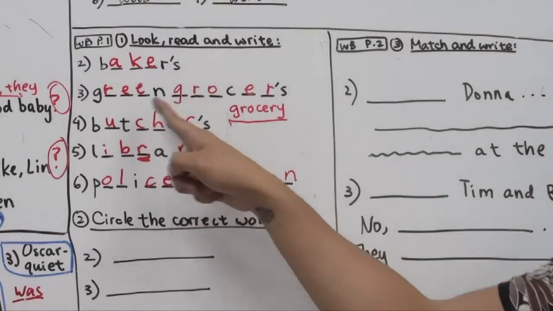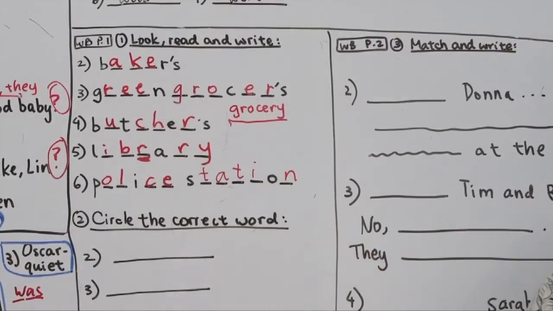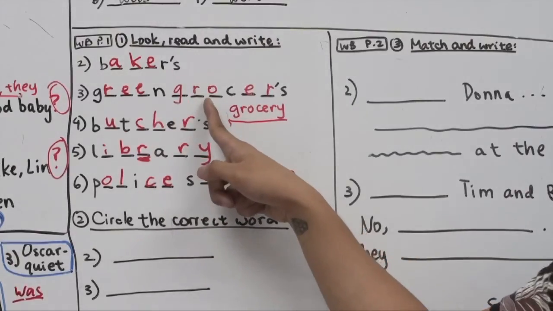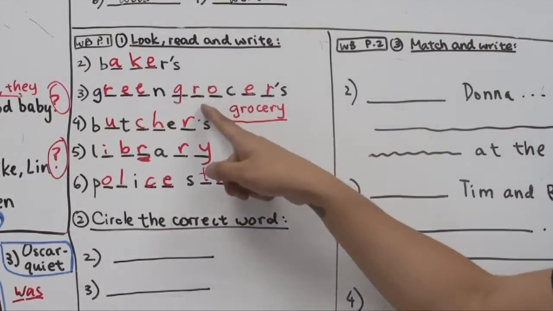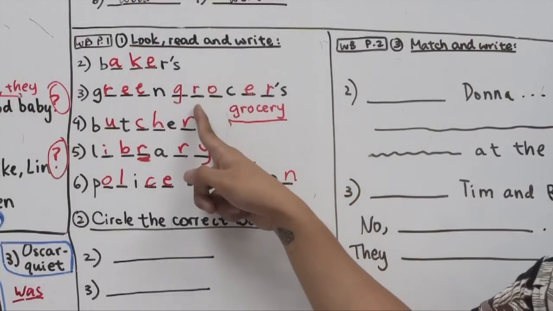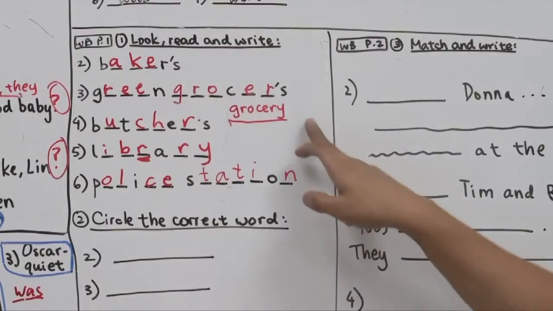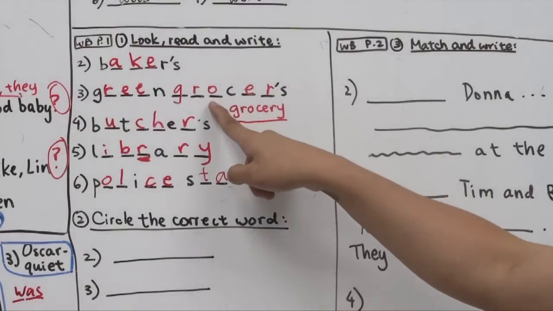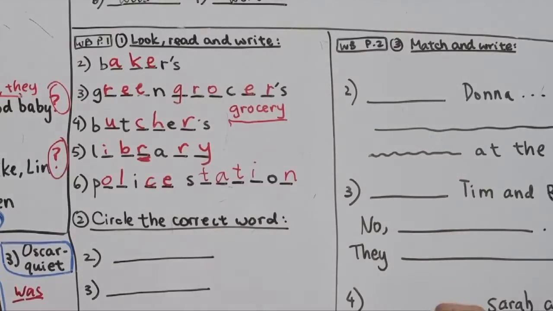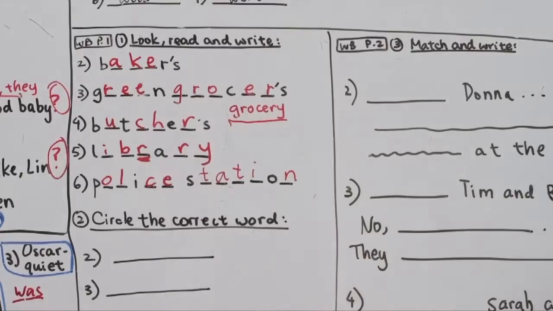So greengrocers, what do you think the green means? Okay, so green means like vegetables, okay? So where you buy the vegetables. Greengrocers means where you buy vegetables, okay? So it's like a supermarket. But a long time ago, 50 years ago, there were no supermarkets. You had to go to different grocery stores or different grocers, okay? So grocery stores means grocers, different kinds of shops that sell many different things to eat. So greengrocers means the grocery for vegetables, okay?